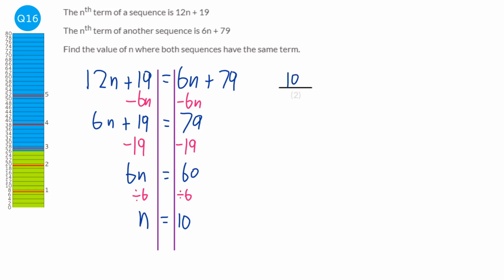Now we can just test this, because if you do 6 times 10, which is 60, 60 plus 79 would be 139. And then if we do the same for the top one, 12 times 10, which is 120, plus 19, which is 139. So they both have the same term when n is 10.